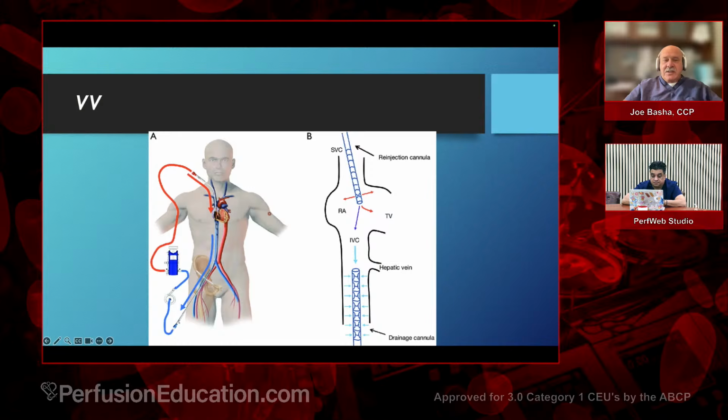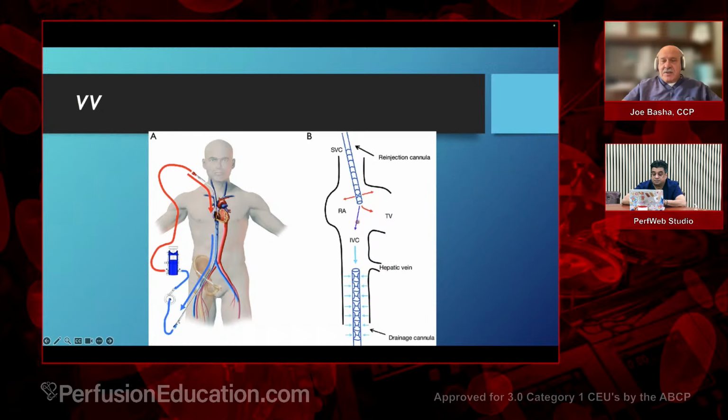There's a whole bunch of different ways to do VV ECMO. In this particular scenario, you see you have an access line, the arrows going this way to the centrifugal pump and then to the oxygenator and back. You're draining from the inferior vena cava, and you can see that they are infrahepatic, and returning to the superior vena cava, actually directly into the right atrium about the mid portion.